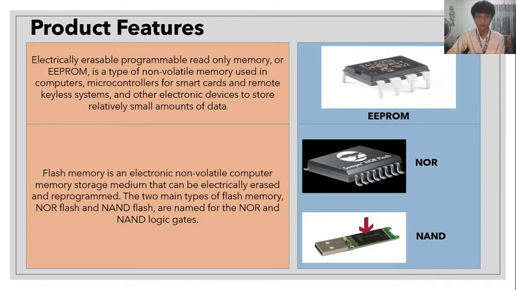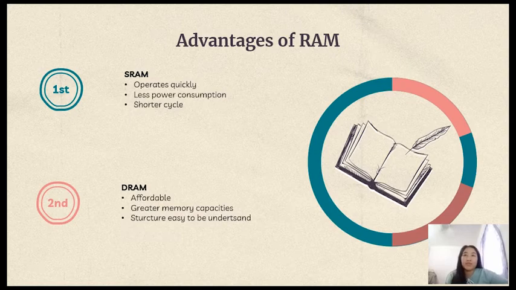Hi, my name is Evelyn, and I'll be explaining about the advantages of RAM. Starting from SRAM, which stands for Static Random Access Memory. The advantages of using SRAM include that it operates more quickly as compared to DRAM. Not only that, when it comes to power consumption, it only consumes medium power. And last but not least, the reason why it does not require pausing between access is because SRAM has a shorter cycle.